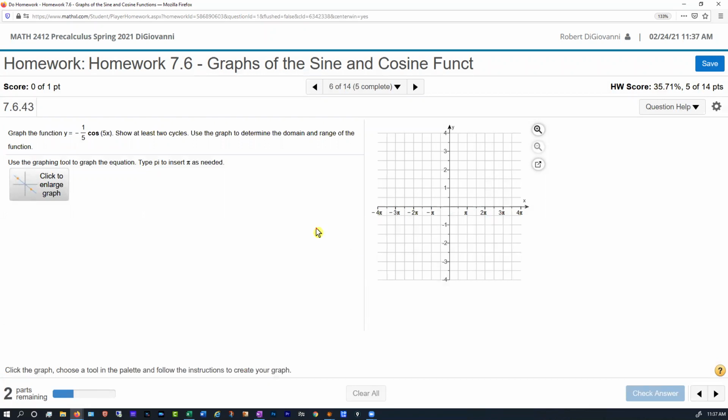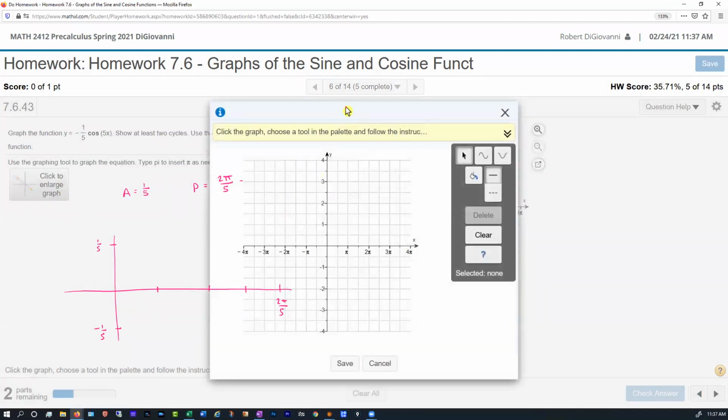Okay, so we have -1/5 cosine 5x. So I'm going to just start putting this together. I know that the amplitude is 1/5. That's the absolute value. So I know that my graph is going to go 1/5 here, -1/5 here. Okay, my period, I'm going to take 2 pi and divide it by the number in front of x, which is 5. So that's just 2 pi over 5. So this is going to be 2 pi over 5, and then I have my points. Now, I'll do that a little bit more in a second. Let me see if I can't just do it this way.